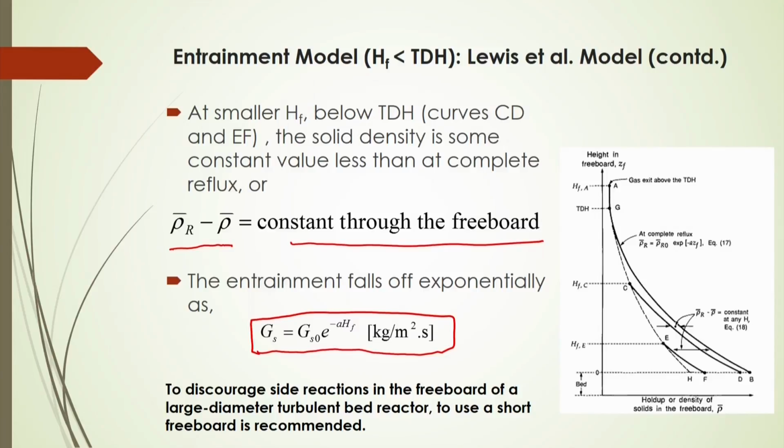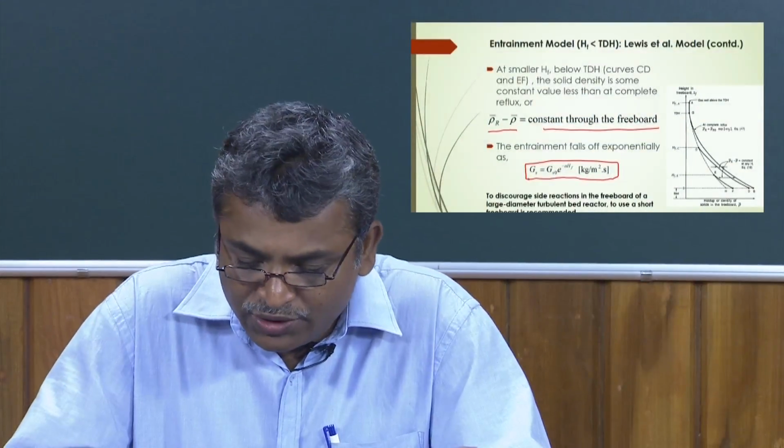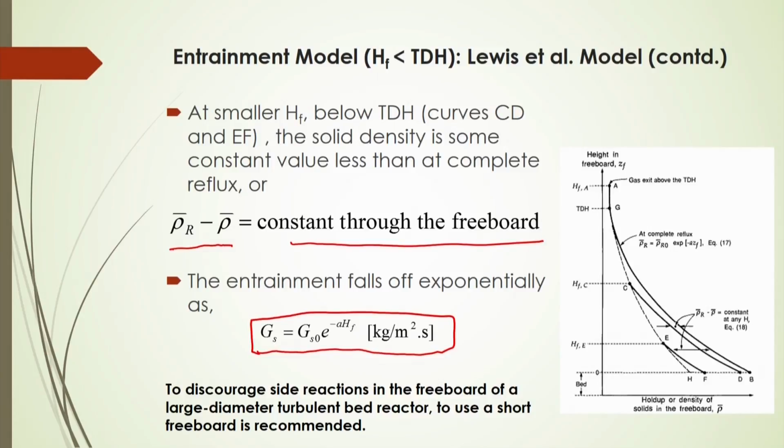Now, to discourage side reactions in the freeboard of a large diameter turbulent bed reactor, using a short freeboard is recommended. So, it is to be noted that I should use a smaller freeboard height, that means less than TDH. Generally, in a large diameter turbulent bed, you can use this smaller freeboard of the fluidized bed.